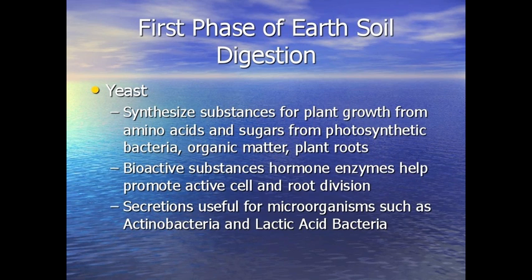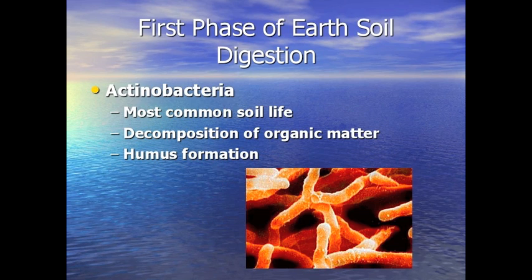They digest them. So yeast, they synthesize substances for plant growth from amino acids and sugars, such as from photosynthetic bacteria, organic matter, plant roots, bioactive substances and hormones, enzymes. They help promote active cell and root division. They also create secretions used for microorganisms such as actinobacteria and lactic acid bacteria. This is some actinobacteria. They're the most common in soil life. They're very important for decomposition of organic matter and humus formation.